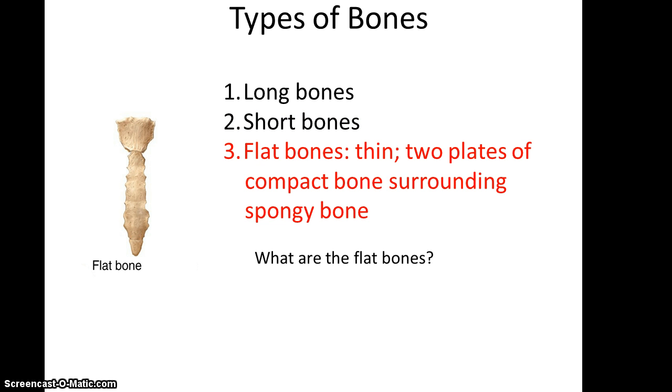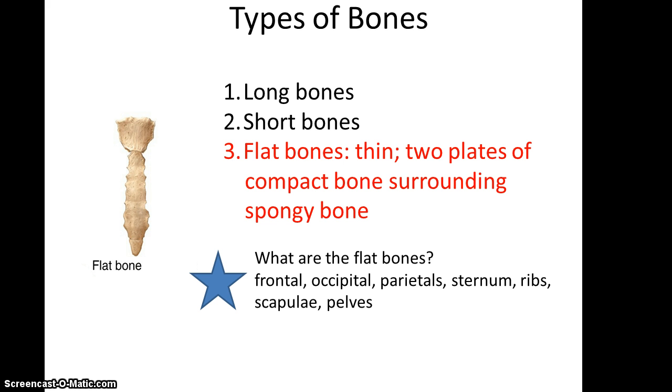Flat bones. Flat bones are basically two thin plates of compact bone surrounding a layer of spongy bone. It's sort of a bony sandwich, I guess you could think of it as. Examples of flat bones include the frontal bone in the skull, the occipital bone in the skull, the two parietals, the sternum in our chest, the ribs, the scapulae, and the pelvis.